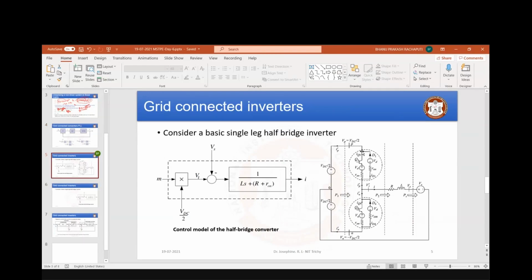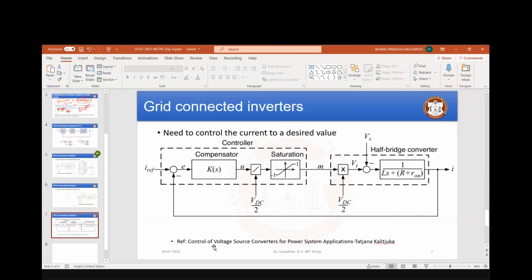So instead of this, you have some equations. You want the title of the book. I'll type. Yeah, Yazdani. Yeah, it is Yazdani. Yazdani. The same thing, voltage source converters for power systems. I'm typing in.